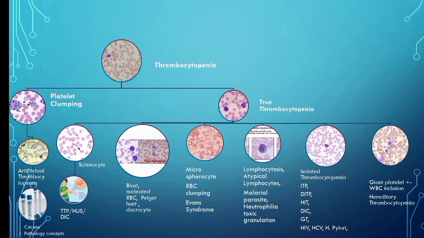DITP is drug-induced thrombocytopenia. The mechanism is development of drug-dependent antibodies against the new epitope of the platelet glycoprotein created by their interaction with the drug.